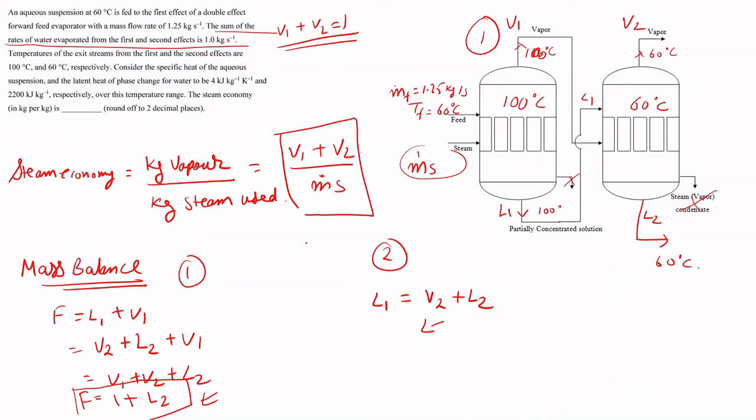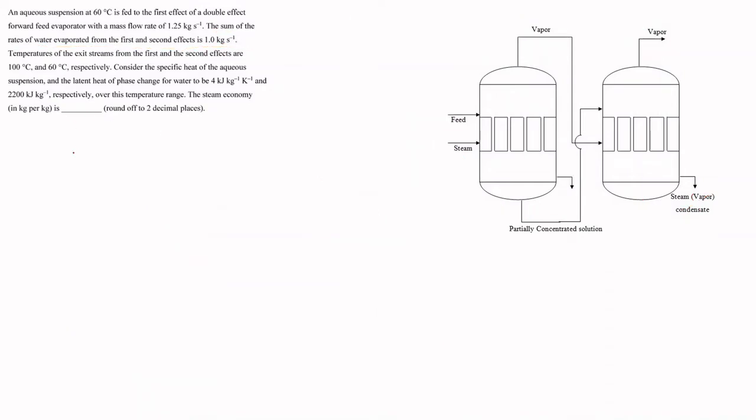So now we have done the mass balance. Now we will write the energy balance for the same system. For the first evaporator, we can write the energy balance as follows. Q can be written as the enthalpy of the steam.